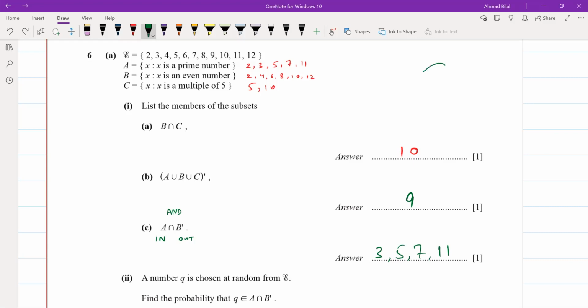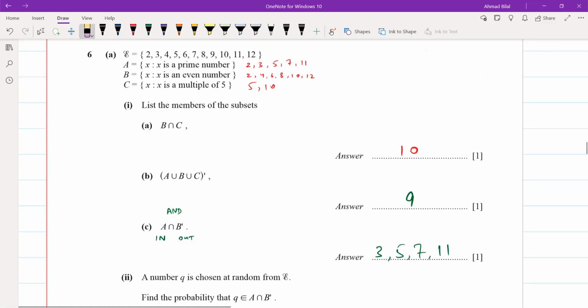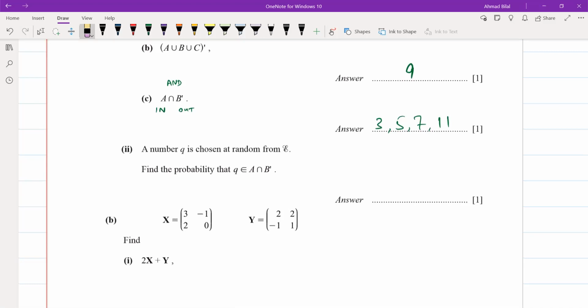ओके अगर आप इसको वेन डायग्राम के अंदर देखो, A intersection B complement कौन सा रीजन होता है? A के अंदर आ रहा हो, B में नहीं आ रहा हो, that's this region right here, B के बाहर वाला. ओके अच्छा. Now a number q is chosen at random from the universal set and find the probability that q belongs to, ये जो साइन होता है इसका मतलब है q is a member of this set A intersection B complement.